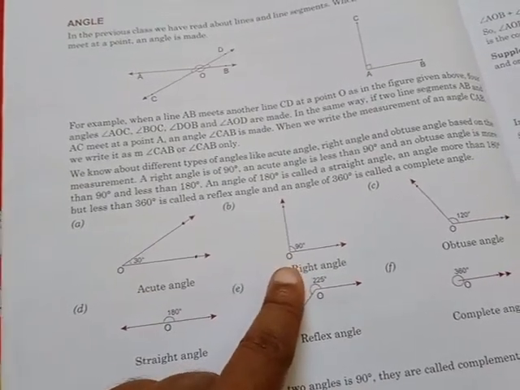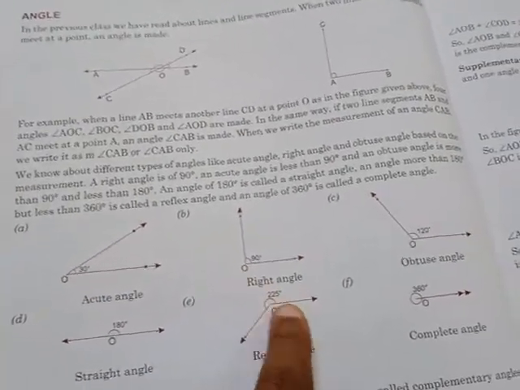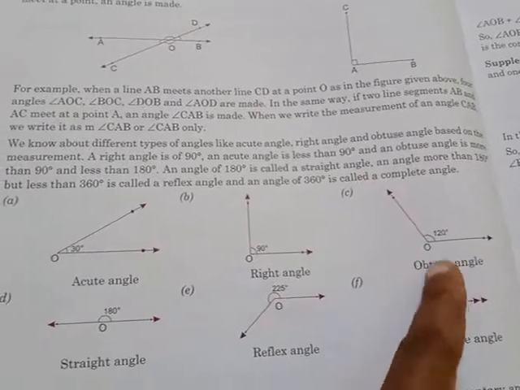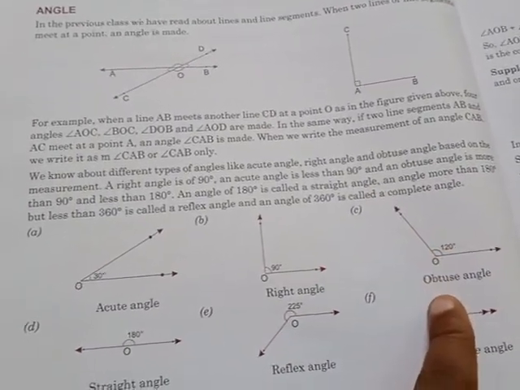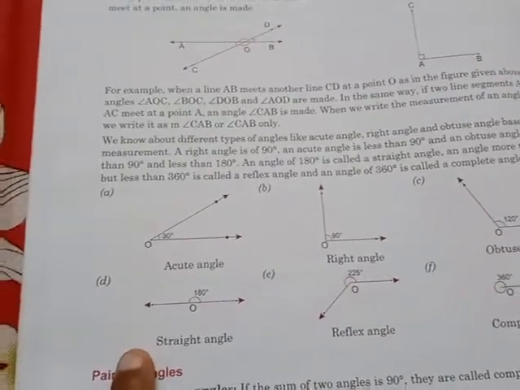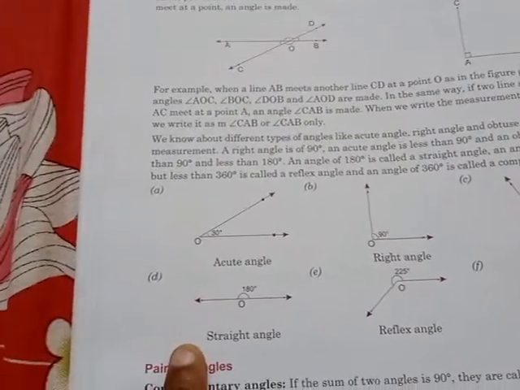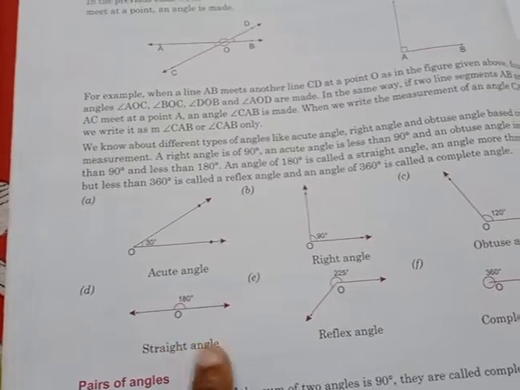If it is 90 degrees only, it is called a right angle. If it is more than 90 but less than 180 degrees, it is called an obtuse angle. And if it is 180 degrees, it is called a straight angle.